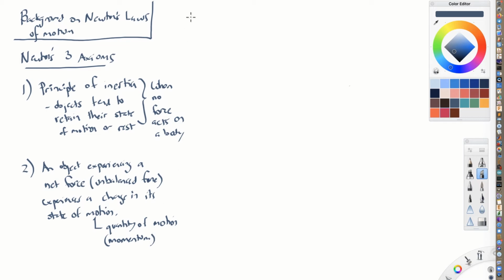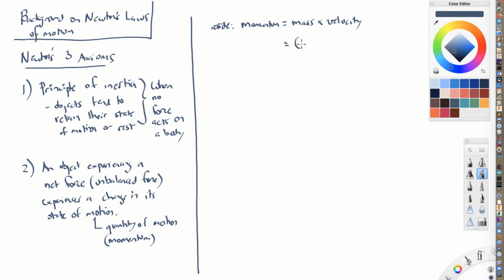So let me mention really quick how we define momentum. This is an aside. An object's momentum is equal to its mass times its velocity. So if something has a mass of 3 kilograms and it's moving at a speed of 10 meters per second, its momentum will be 30 kilogram meters per second. So that's how momentum is defined, as mass times velocity.